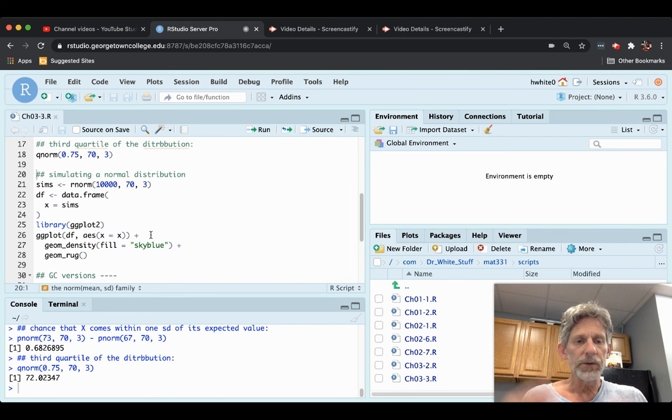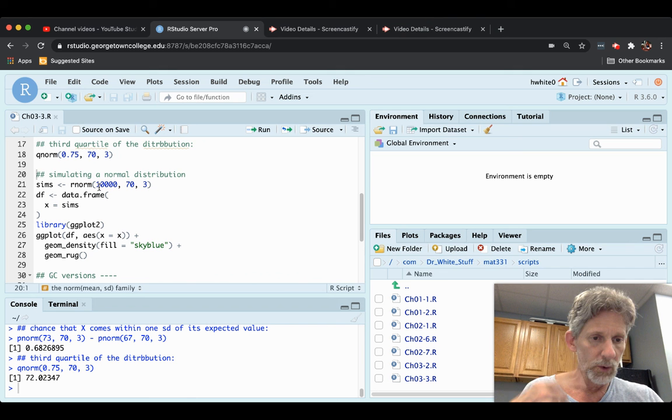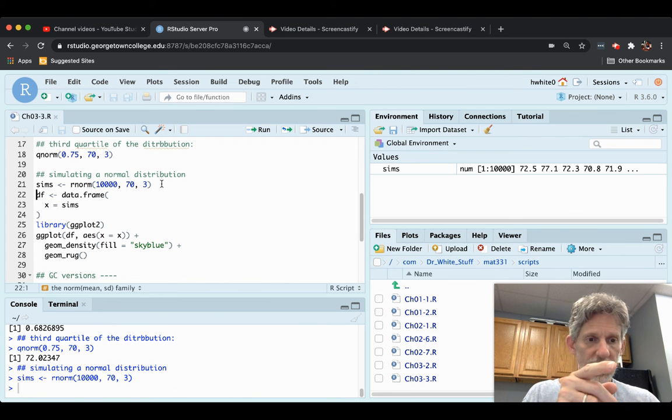You can also simulate normal random values with rnorm. So here, I'm using rnorm to get 10,000 tries of a normal distribution where the mean is 70 and the standard deviation is 3. And that's a lot, so I'm going to store the result in a vector called sims. So I'll run this, and I got sims in my global environment, as you can see.